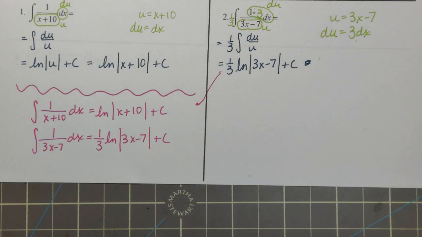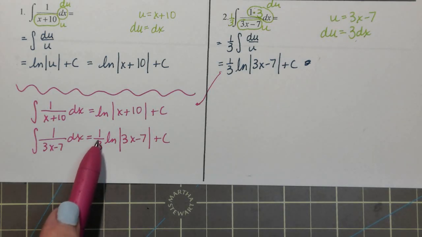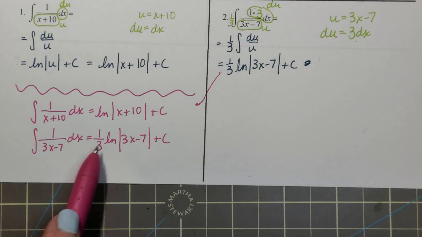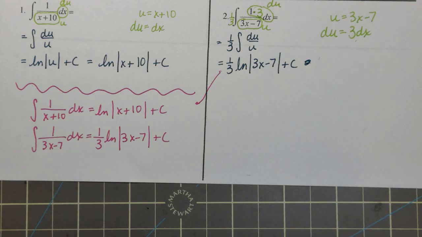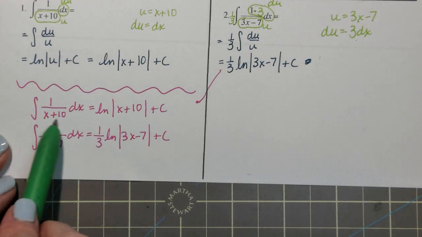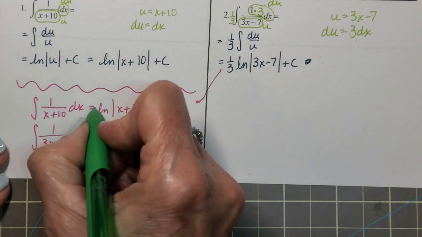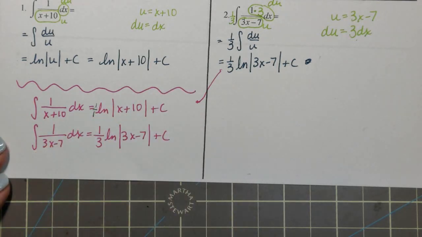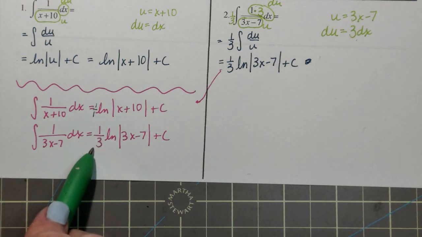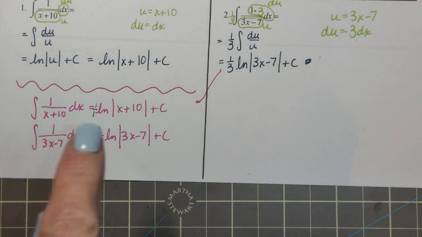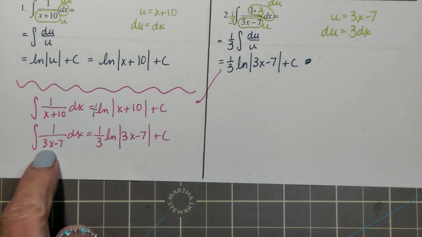Okay, what pattern do you see here? Where did this 1 over 3 come from? Where did the 3 come from? And why didn't we have it up here? The derivative of this denominator is 1. So it's like you have a 1 over 1 out in front. The derivative of this denominator is 3. So you have a 1 over 3 out in front. If you take the derivative of this, you do get back that. So let's use that pattern on the next one.